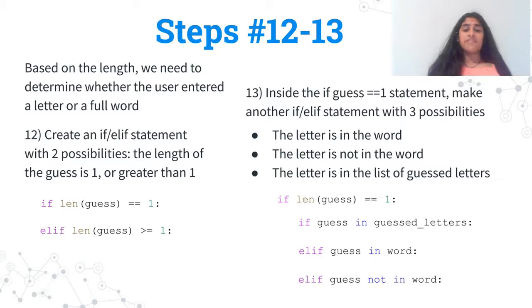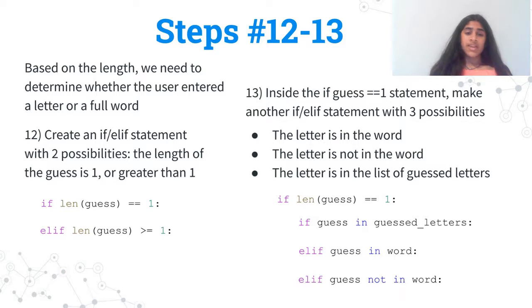So we would just do if len(guess) equals 1. If the len of guess is 1, then you would put a colon, and then on the next line, do not have it indented. So take out the indent if it's already there, and put elif len(guess) is more than or equal to 1, and put the colon again. Basically, if the letters inputted is more than 1, or if it's just 1.